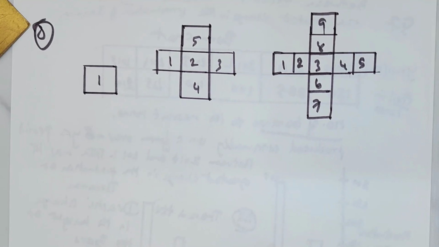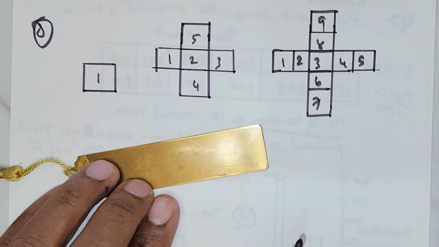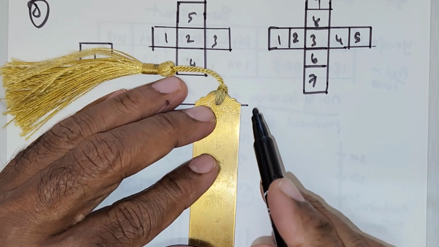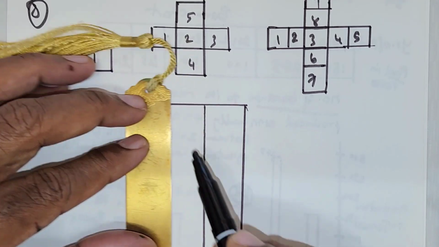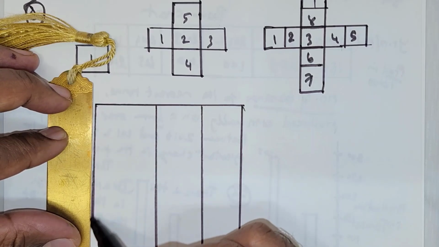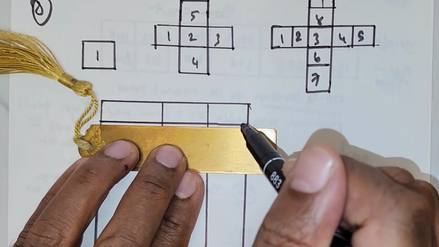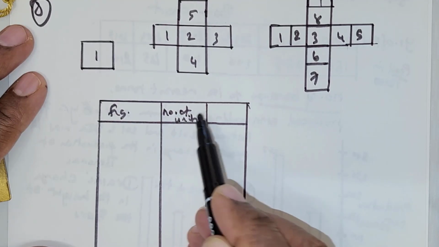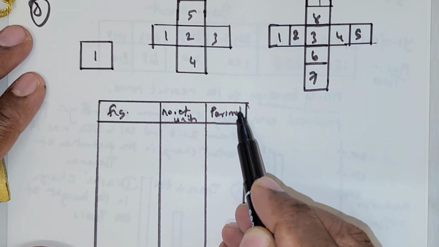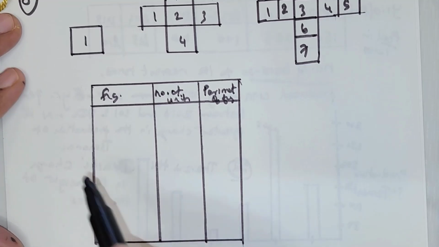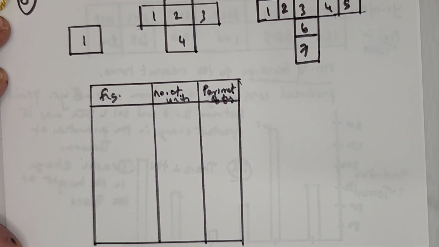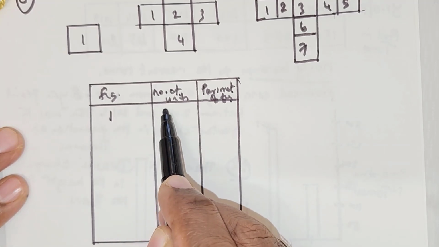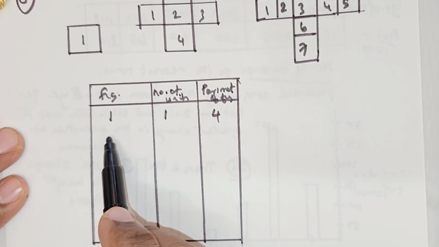Now we are given this data, right? So let me draw the table. This is the data that is being given to us. Okay, so this is the figure number. This is the number of units of squares, and this is the perimeter of the figure. So we need to complete this table. So for figure 1, number of units is given as 1 and 4 is a perimeter.